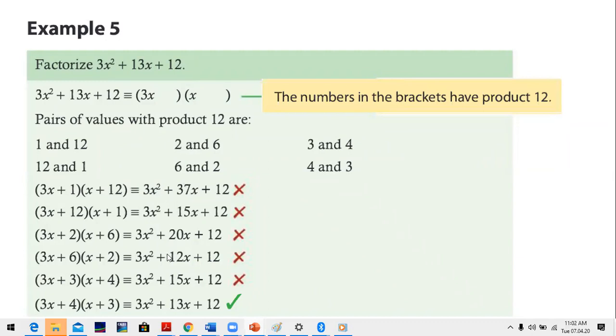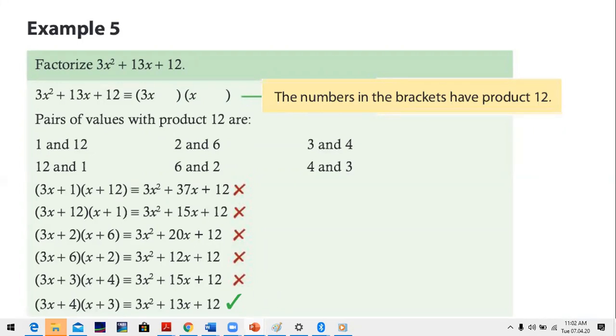But most of the time, as you can see, the middle term is not the same. All correct, but the middle ones are not. After an elaborate process of trial and error, you find this is the only one that makes sense: x plus 4 times 3x plus 3. And then you have this.